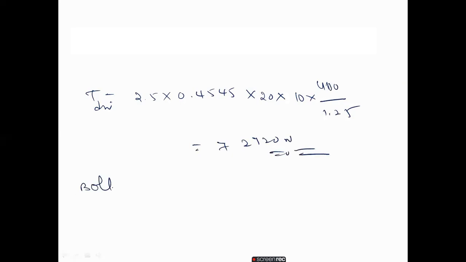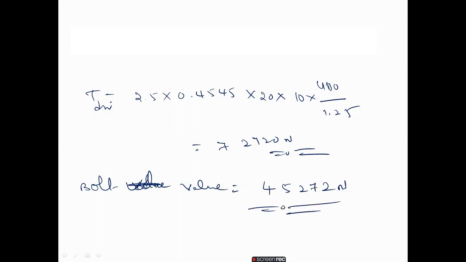So now the bolt value is the least of the strength in single shear and the strength in bearing. In the single shear only we got the least one, that is 45272 newtons.